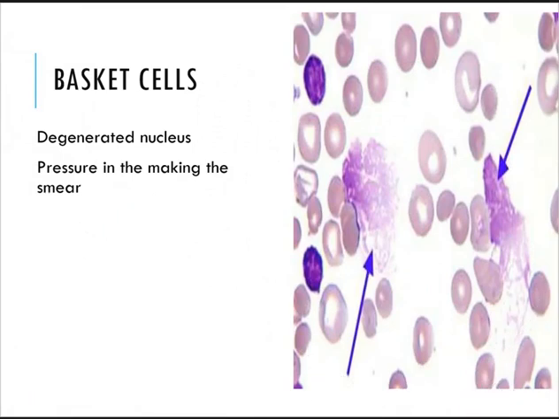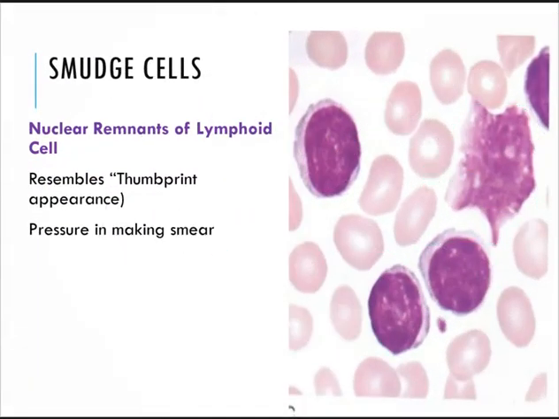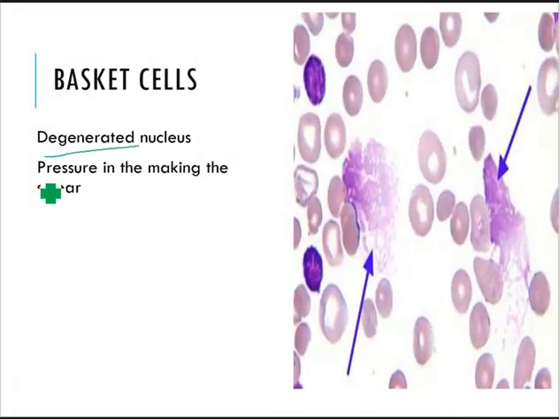Now, next, we also have your basket cells. This is the last one. They are usually a degenerated nucleus, and the same as your smudge cells, it can also be the result of pressure in the making of your smears. Okay, now I think that's it. That's basically it for this discussion, guys.